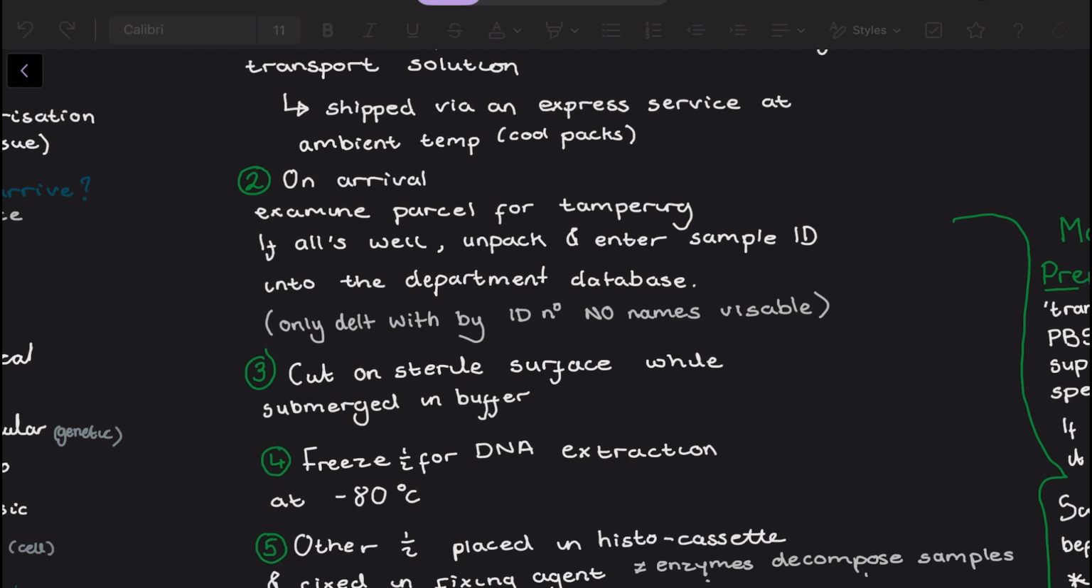When the parcel arrives the following day or later on in the day at the testing lab, you need to inspect the package to check that it's not been tampered with and it's not been swapped about. And then you need to unpack the sample and immediately input the sample ID into the database, because you can't refer to samples by patient name, and you can't have the patient name visible due to confidentiality reasons.